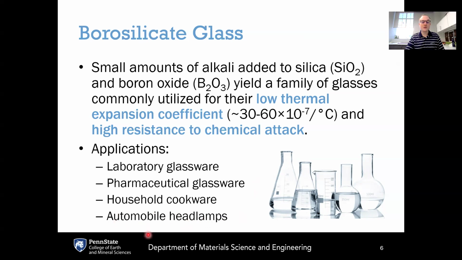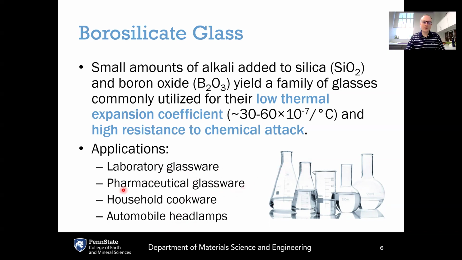Borosilicate glasses are also used for automobile headlamps because of the high temperatures that they have to endure. And therefore, the better thermal shock resistance gives them a performance advantage compared to soda lime silicate. The improved thermal shock resistance is also important for laboratory glassware because if you put these glass flasks or beakers over a Bunsen burner, it has to be able to withstand pretty abrupt changes in temperature.